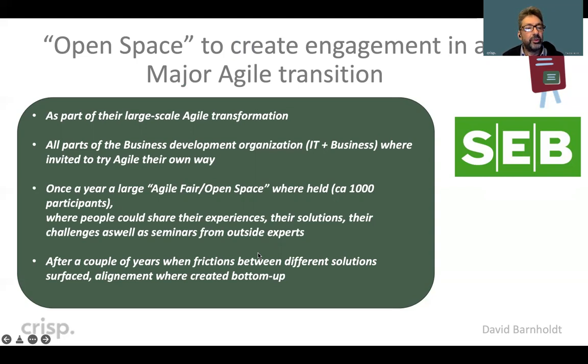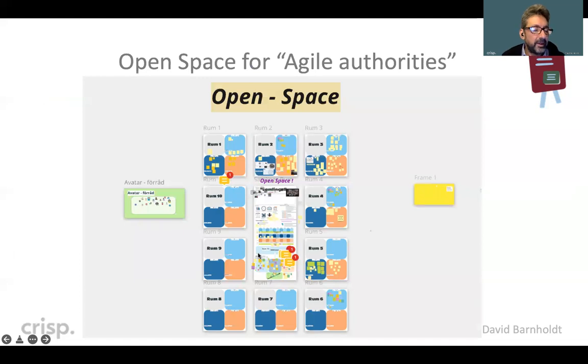I also used open space quite recently together with Agile authorities, a number of Swedish authorities that are collaborating around how to run Agile. We had an open space remotely and I used a template that you can find on the Miro board here on how to run open space remotely with up to 70 people. This time around, we were about 50 people in the open space.